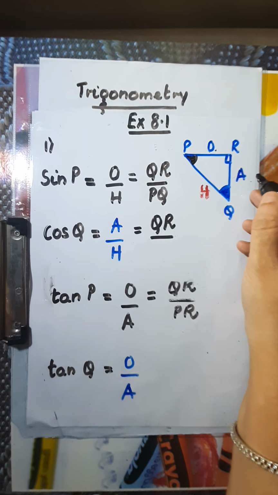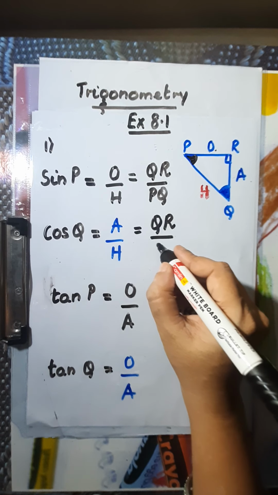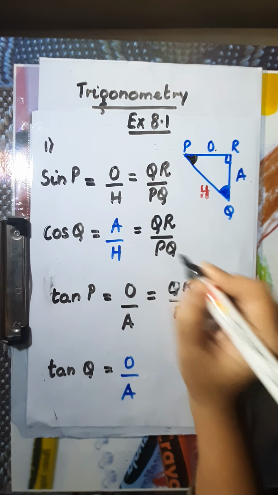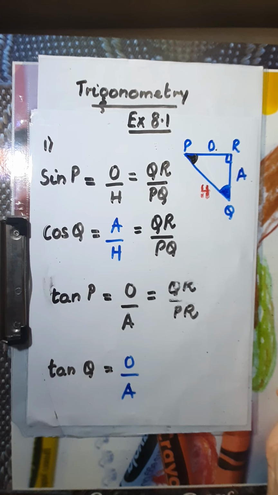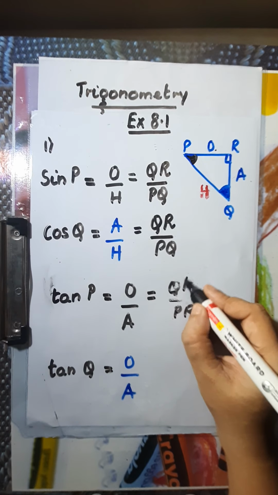Okay, and which is my hypotenuse? My hypotenuse is my good old PQ, right? Now the next side, this is my QR.